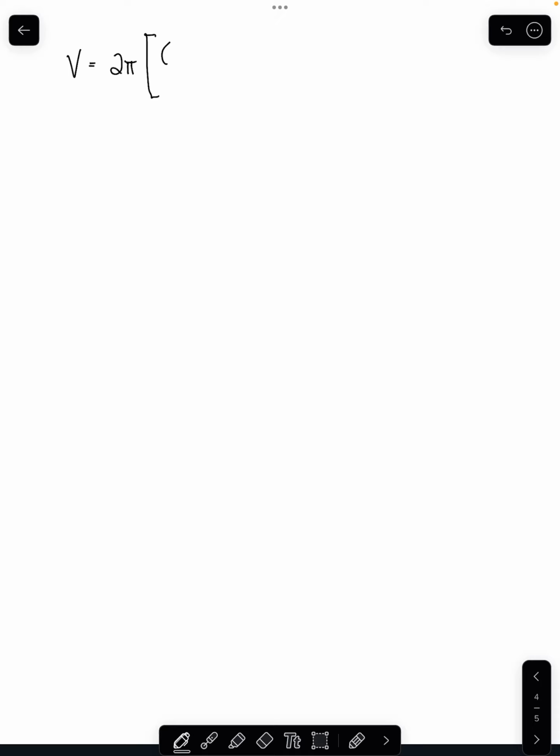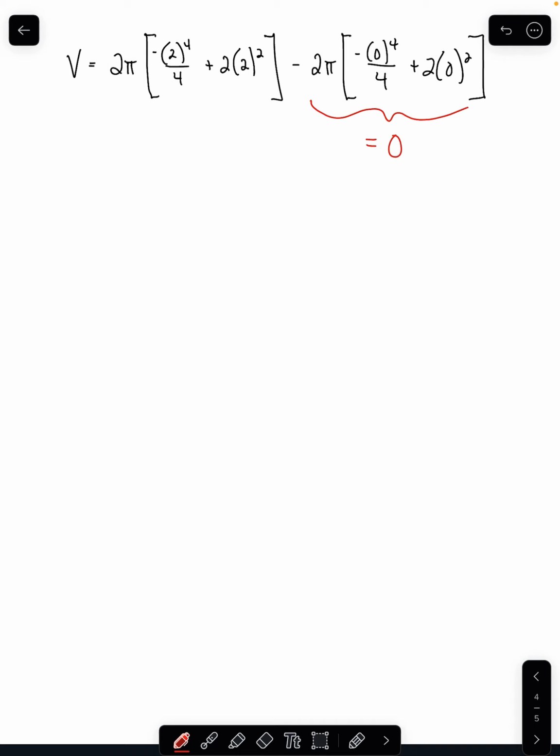So we have negative 2 to the 4th over 4 plus 2 times 2 squared, minus 2 pi times negative 0 to the 4th over 4 plus 2 times 0 squared. Where, fortunately, 0 to any power being 0 means that this entire second portion is going to evaluate to be 0, which leaves us with just the first portion to evaluate.